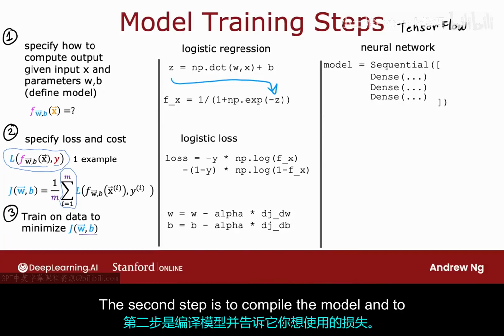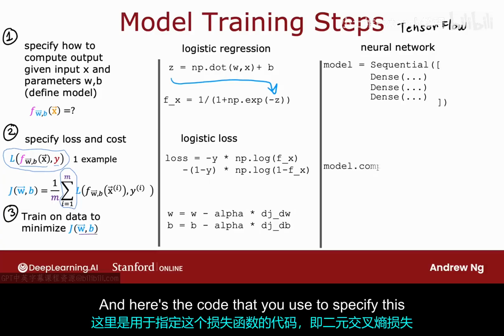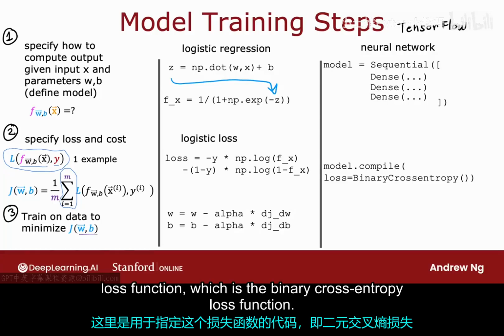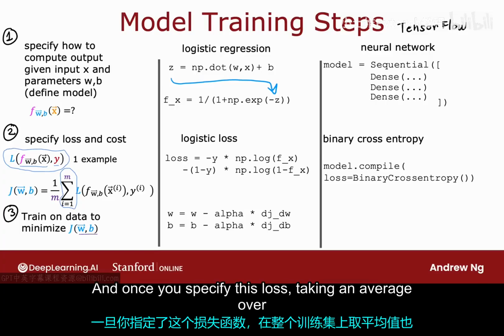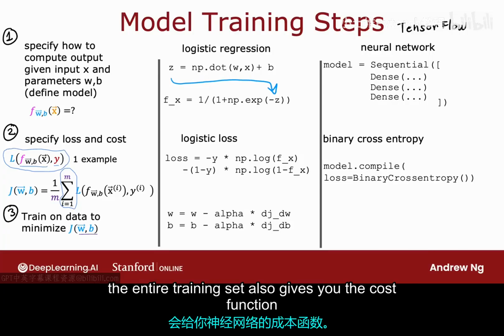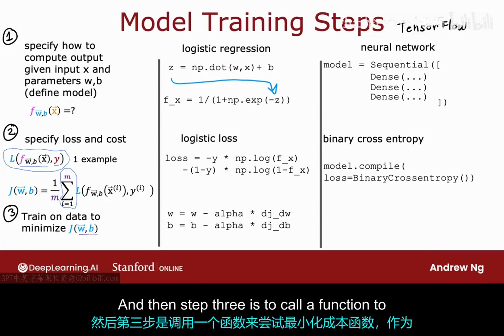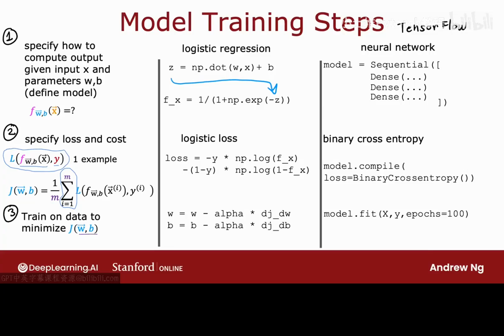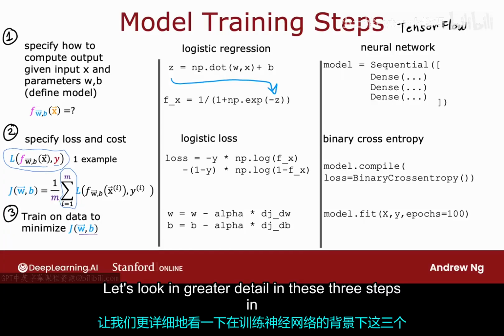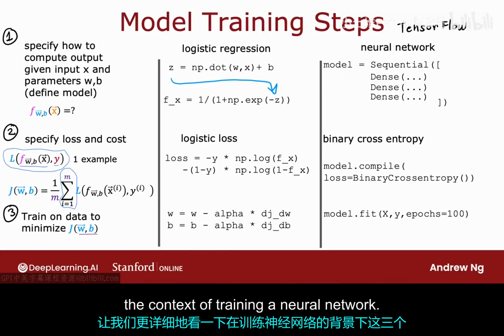The second step is to compile the model and to tell it what loss you want to use. And here's the code that you use to specify this loss function, which is the binary cross-entropy loss function. And once you specify this loss, taking an average over the entire training set also gives you the cost function for the neural network. And then step 3 is to call a function to try to minimize the cost as a function of the parameters of the neural network. Let's look in greater detail at these 3 steps in the context of training a neural network.